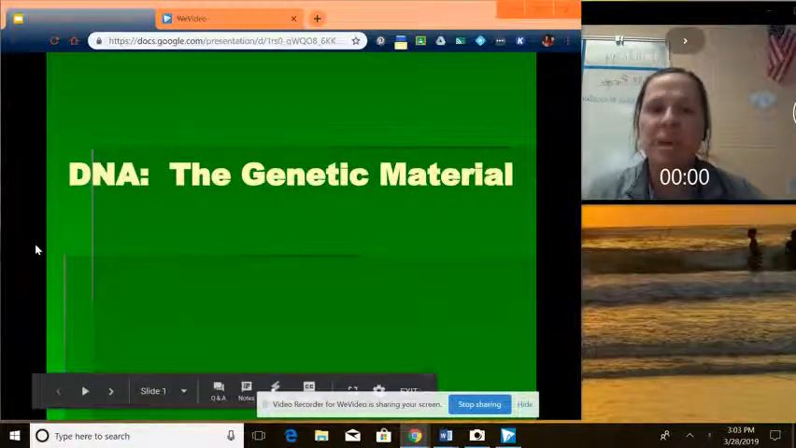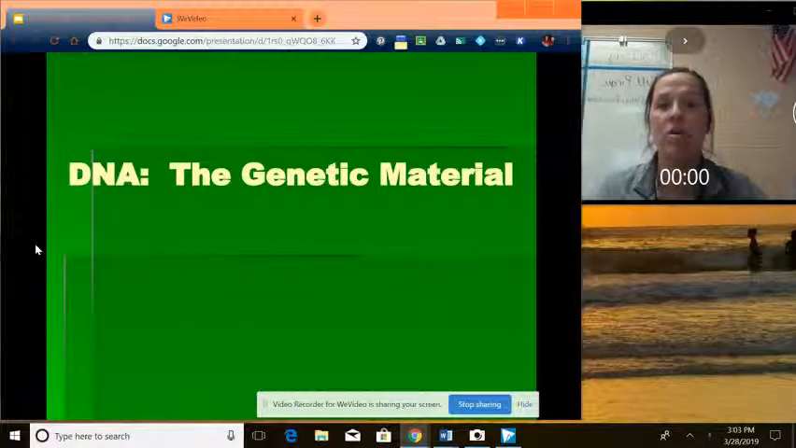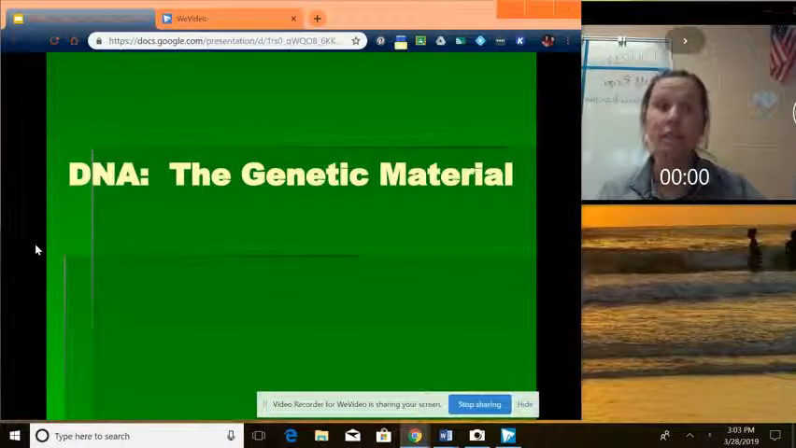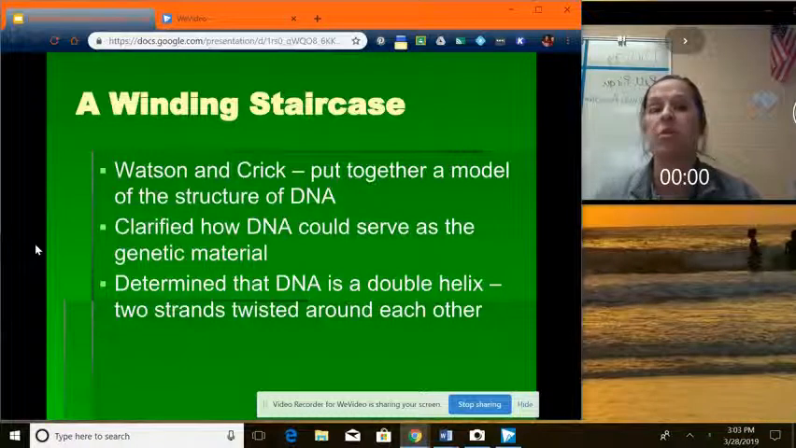Hey guys, today we're going to talk about DNA a little bit and kind of the background of it, and how scientists figured out that it is a double helix, it has four bases, and where that came about. So, if you look at the slide and on the notes, two men by the name of Watson and Crick put together a model of the structure of DNA, which kind of showed how it could serve as the genetic material. And we're going to talk about that in another set of notes.